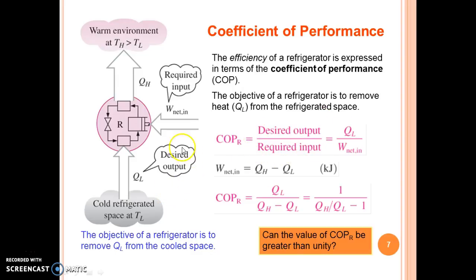In the figure, as you can see, what is the desired output? The desired output is to extract heat from the low temperature region, because we need to maintain this region at a temperature lower than that of the surroundings. Okay, so this is the desired output.